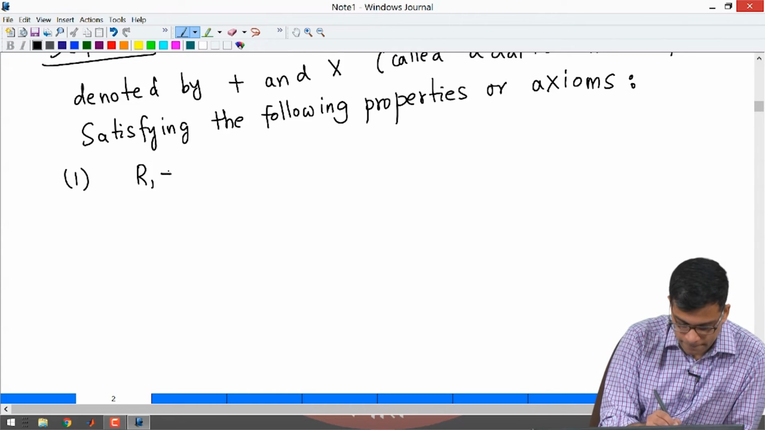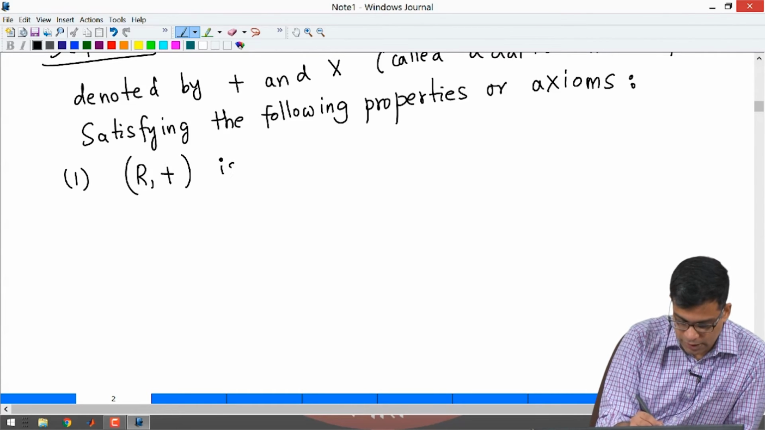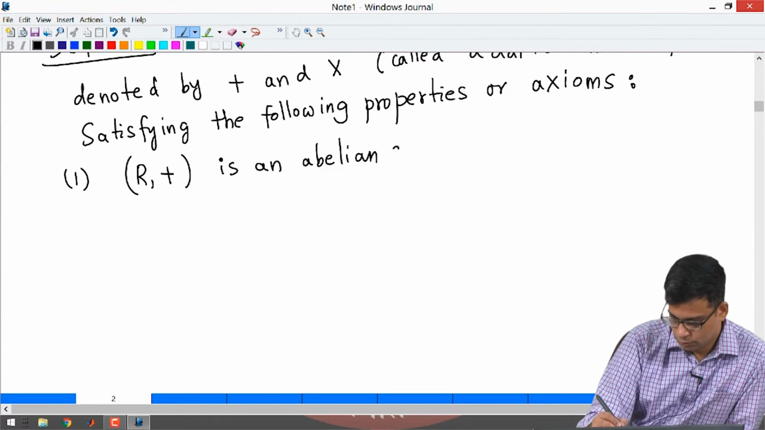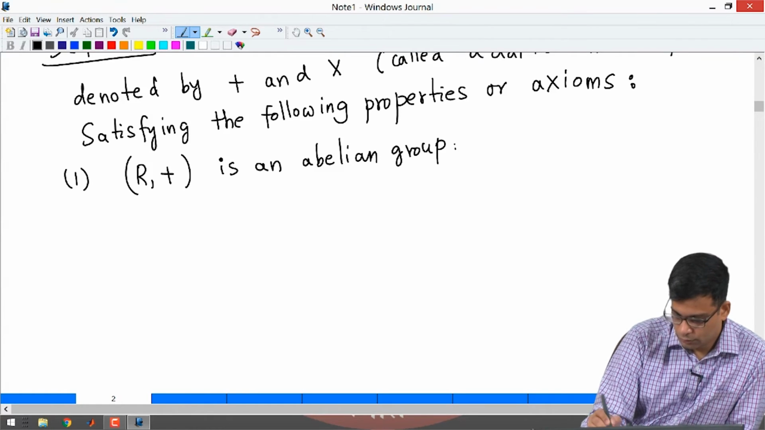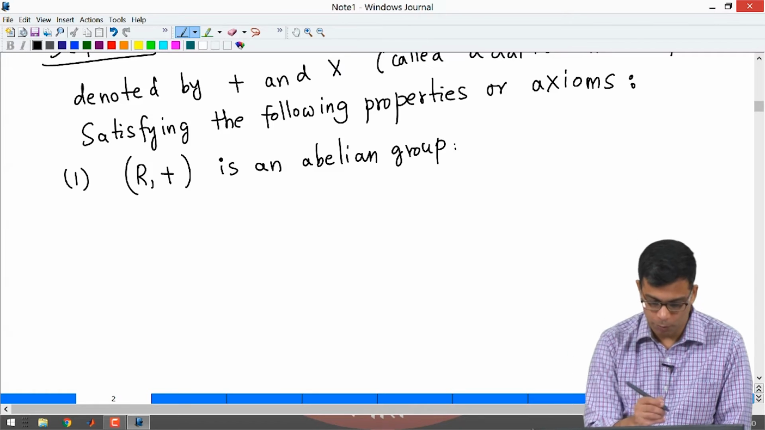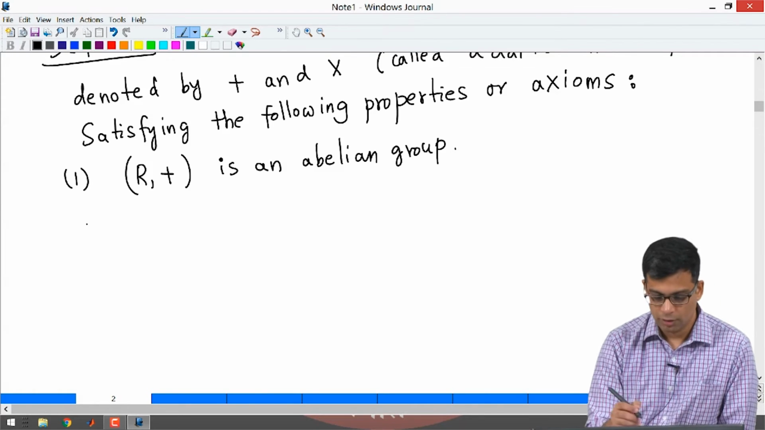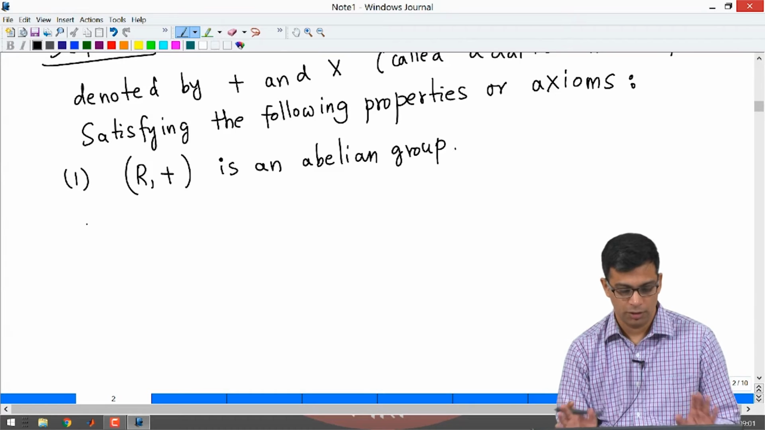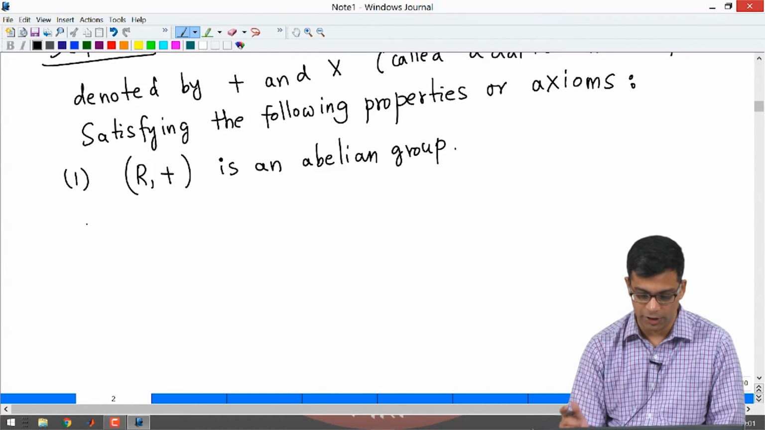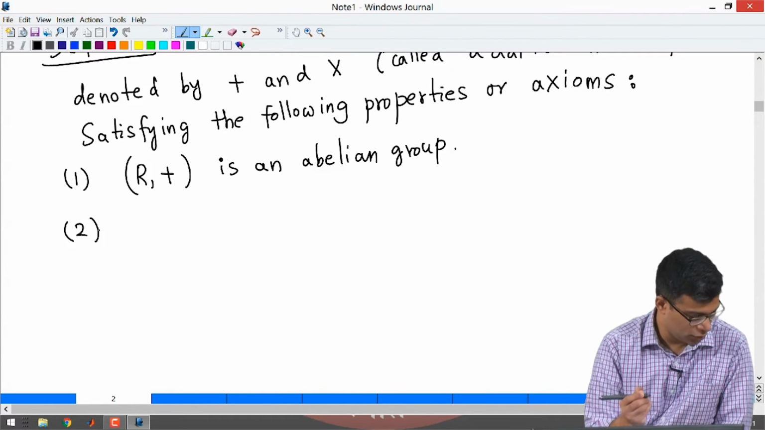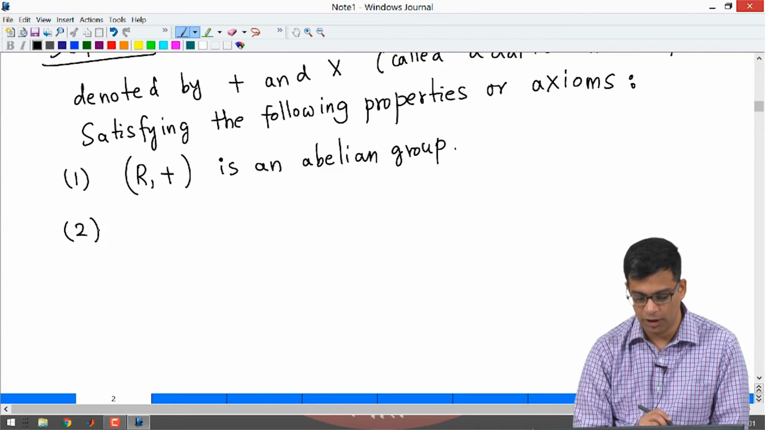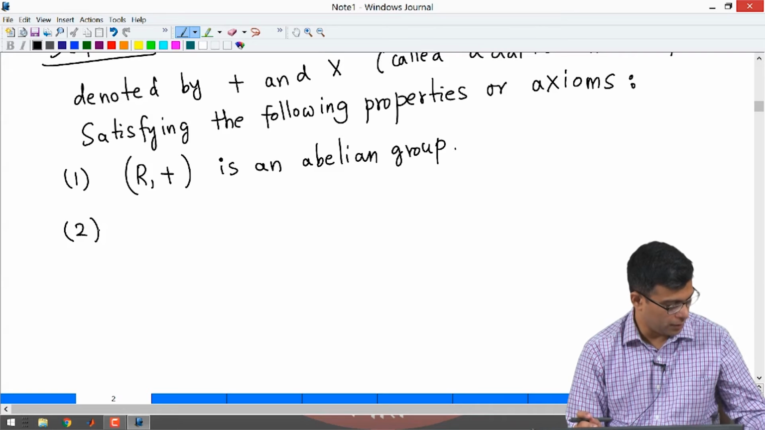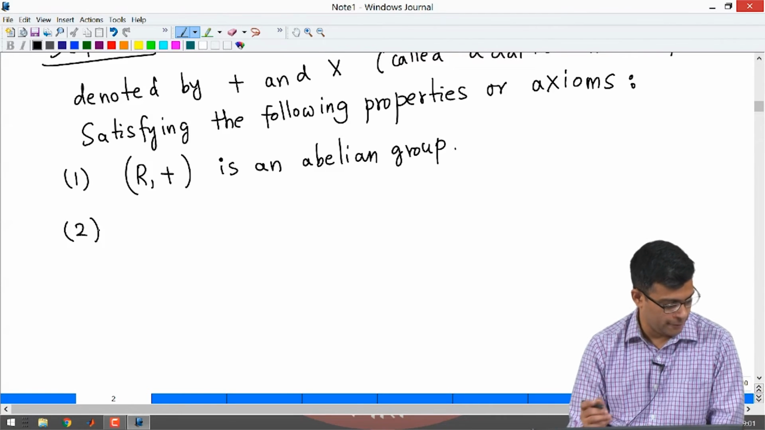First one is that R with addition is an abelian group. This I have mentioned here before. If you just forget about multiplication and only look at addition, then it is just our familiar abelian group. So, with addition it must be an abelian group. With multiplication, R need not be a group, as we discussed, but it must still satisfy some conditions. What are they?